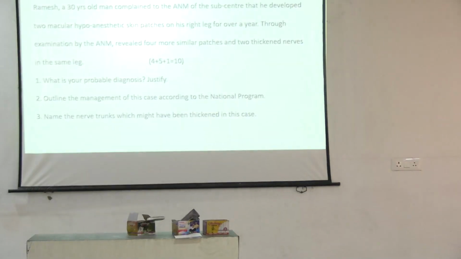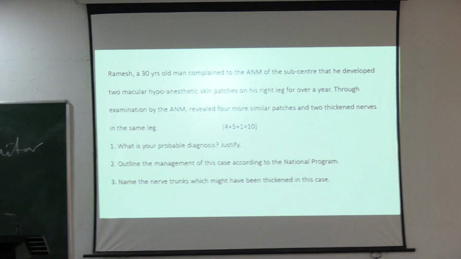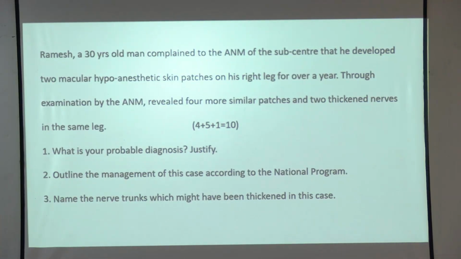Next one. Ramesh, a 30-year-old man, complained to the ANM of the subcenter that he developed two macular hypoanesthetic skin patches on his right leg for over a year. Thorough examination by the ANM revealed 4 more similar patches and 2 thickened nerves in the same leg. What is your probable diagnosis?